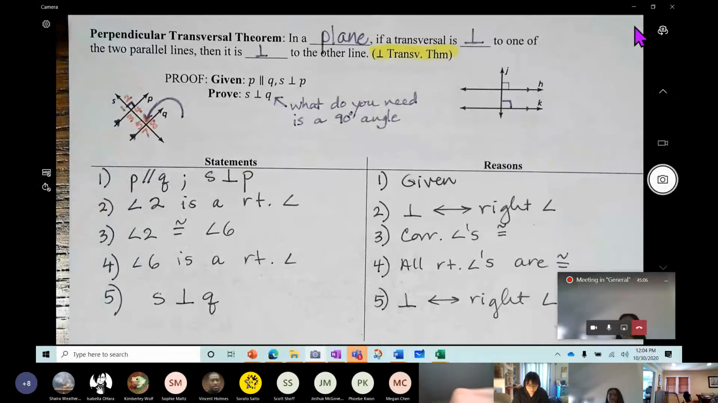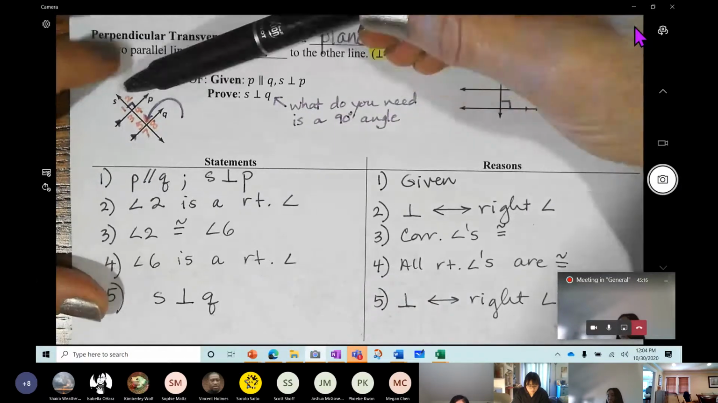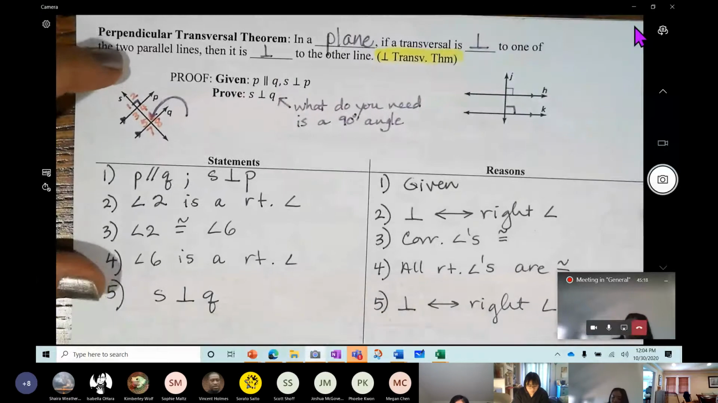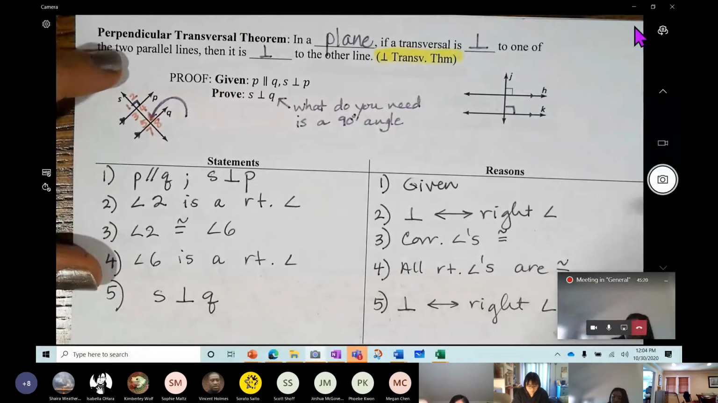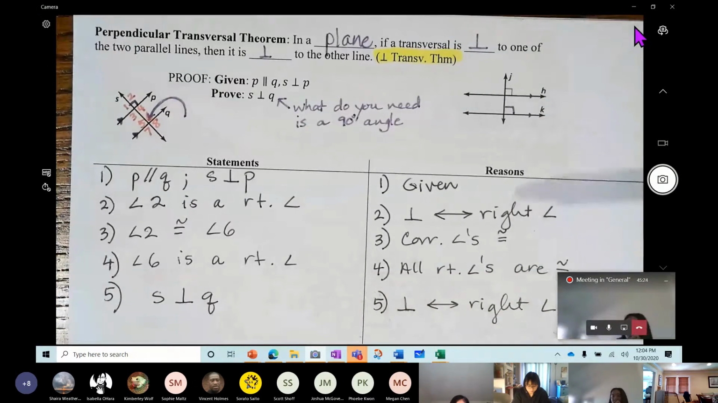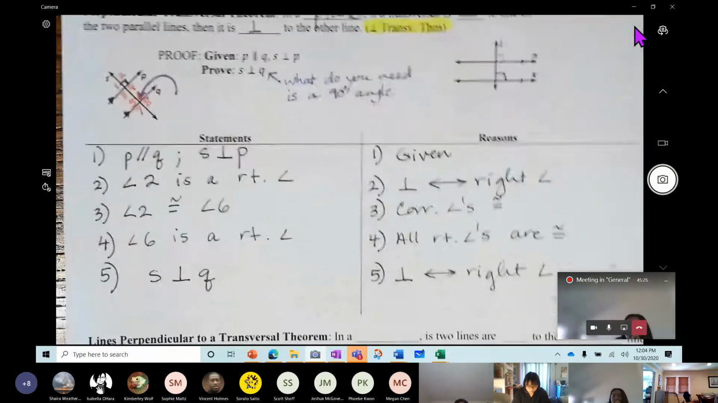You could have also done it another way. Did anybody think to use alternate exterior angles? Like you could have done 2 is congruent to 7 by alternate exterior angles. It didn't have to be corresponding. Corresponding is the easiest, but just different.